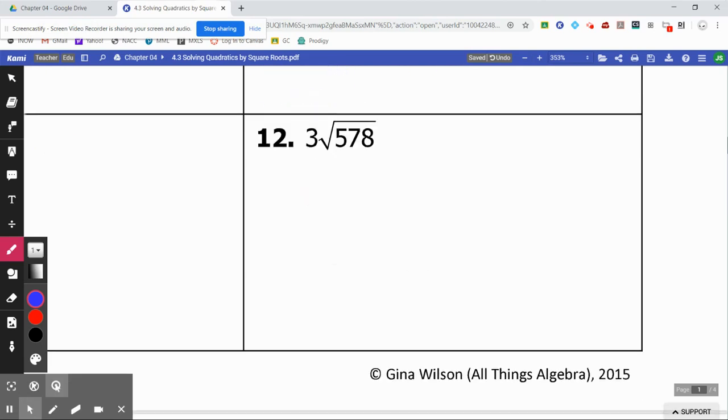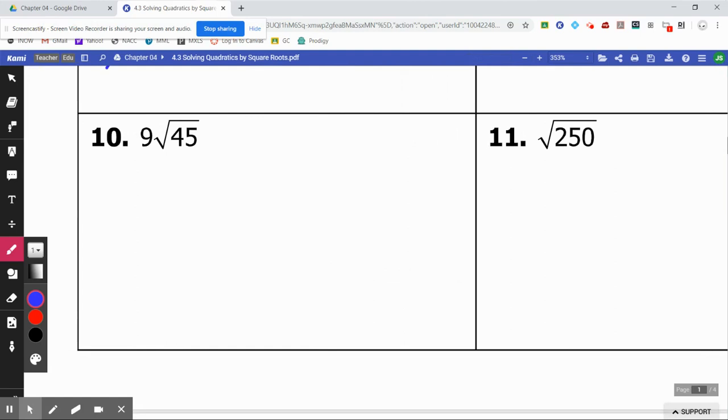Okay, number 10. 9 root 45, leave the 9, bring it down, root 45, come over here, I'm going to split. That one's pretty easy. Divide it by all your perfect squares. It is divisible by 9, and we're going to split it into 9 times 5. Clean it up. Square root of 9 is 3, and leave the root 5. 9 times 3 can now be multiplied, and you get 27 root 5.